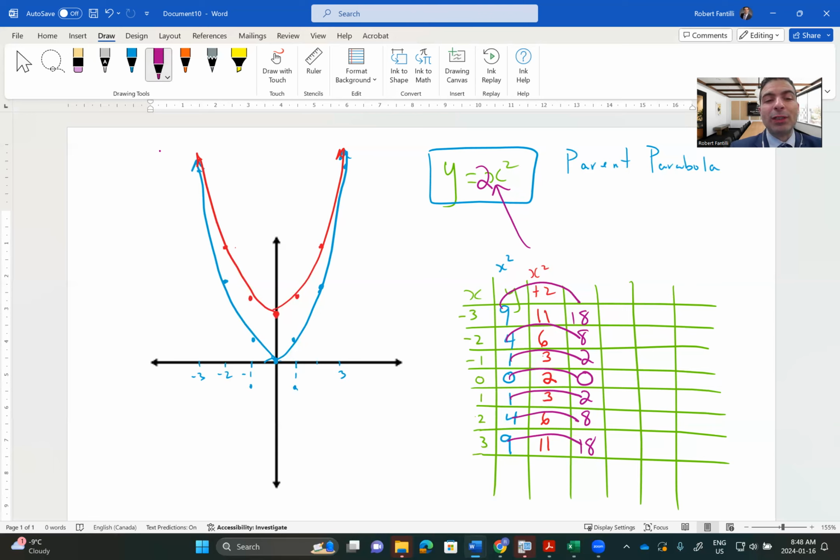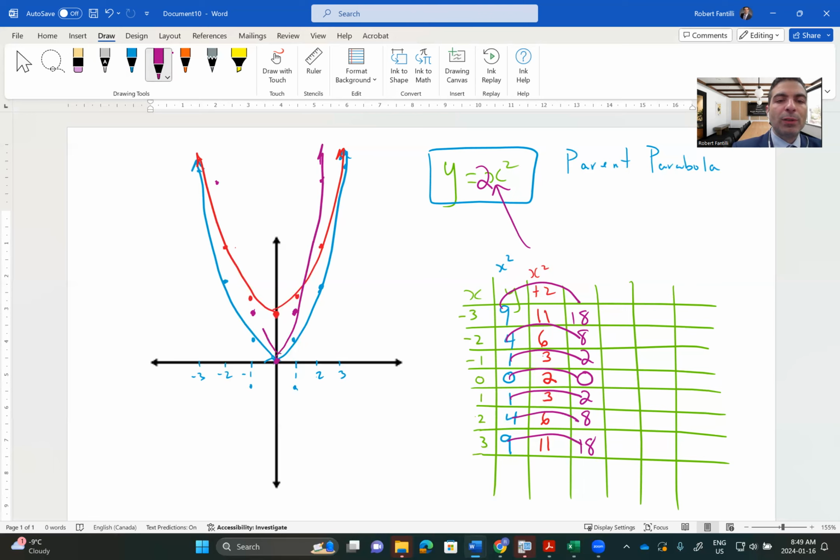What does it look like as a graph? Again, 0, 0, so we can still start our vertex at 0, 0, but instead of being at 1 on our parent parabola for 1 squared and -1, we're going to double that. So now we're going to be at 2, and -1 squared will also be at 2. And then when we're at 2 on the x-axis, instead of being at 4, we're now going to be at 8, way up higher. And -2 is also going to be at 8. And I won't even have room to fit 18, when x is 3 and -3. But we can kind of get an understanding of what's happening here.